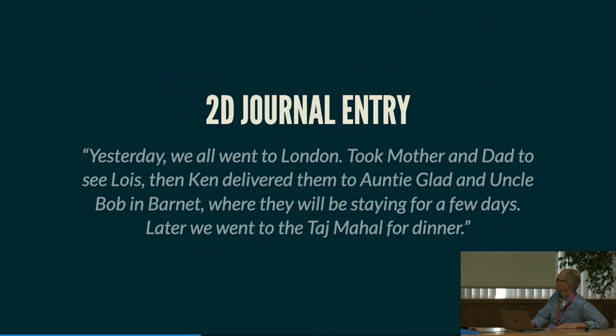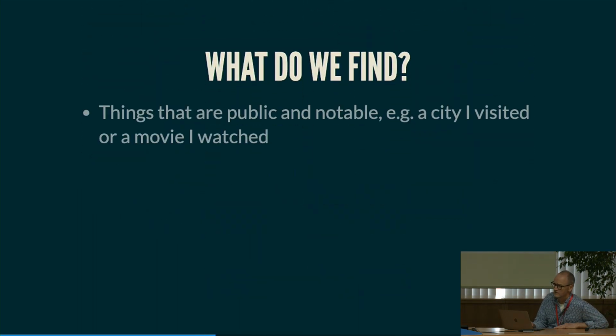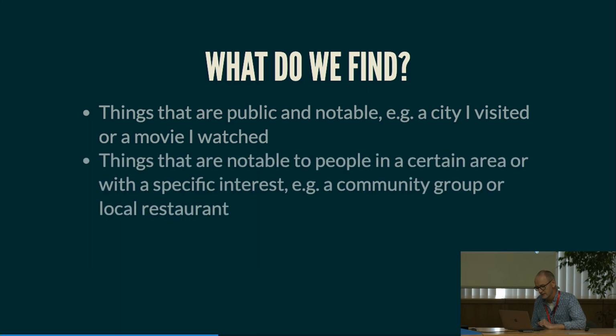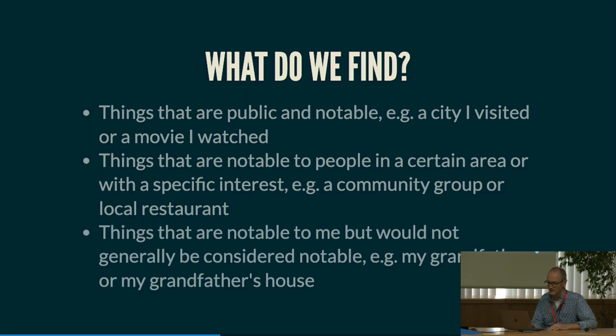So if we go back to my mum's journal entry, and we'll just talk about what we find, what kind of things I said we might find in there. So you tend to find things that are public and notable, that kind of meet the Wikipedia notability criteria. So there's lots of documents about, lots of people talk about. So that could be a city that you're visiting, or a movie that you've watched. And then you'll find things that are not personal things, but they're kind of a bit more localized. So you might talk about a community group you're involved with, or a restaurant that you go to locally, something like that. But you're not going to find that in Wikipedia.